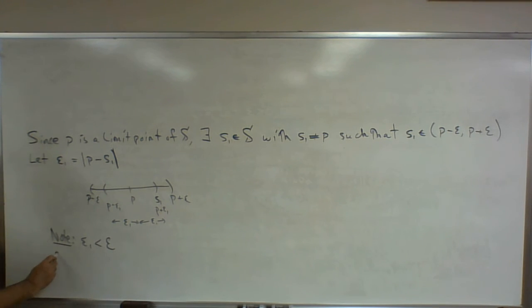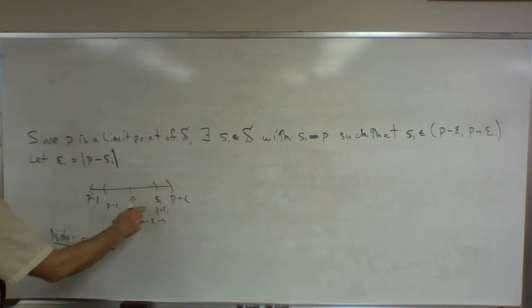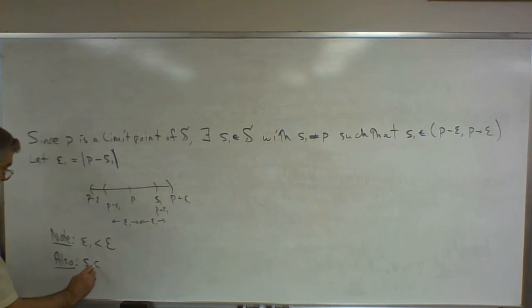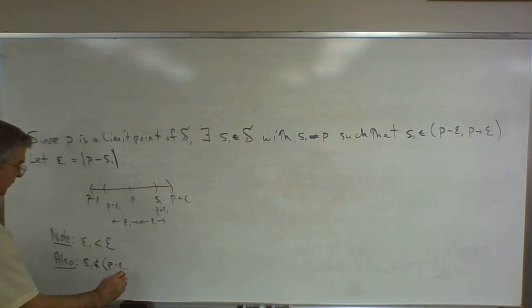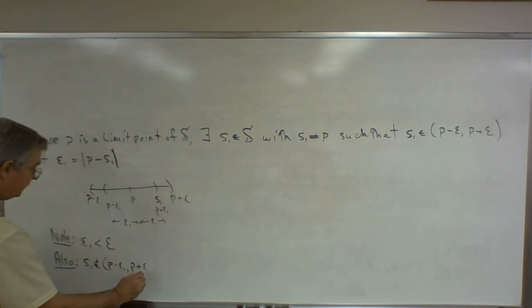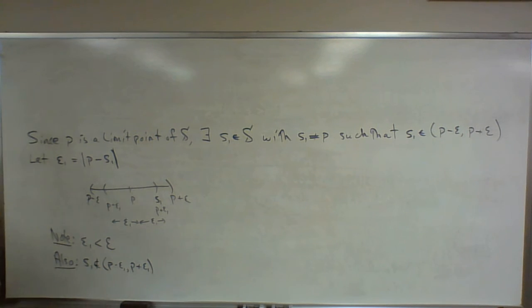There's something else also to note. The point S sub 1 is not contained in the interval P minus epsilon sub 1, P plus epsilon sub 1. This is an open interval, and S sub 1 is one of the endpoints. It's either the right endpoint or the left endpoint. So S sub 1 is not in this new interval. Now I guess I can continue.